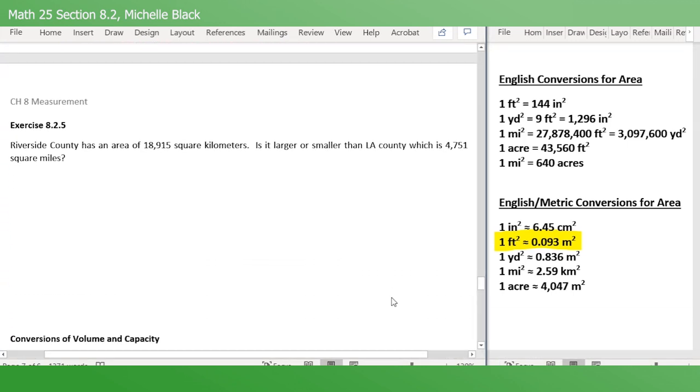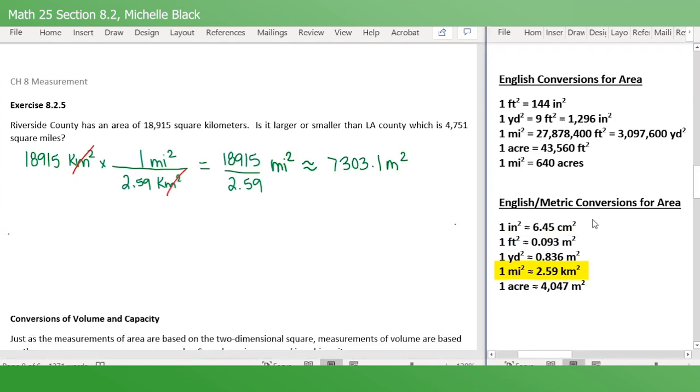All right, again, take a second on your own and try exercise 5, pause the video, and then come back and check your work. For exercise 5, we have Riverside County has an area of 18,915 square kilometers. Is it larger or smaller than LA County, which is 4,751 square miles?